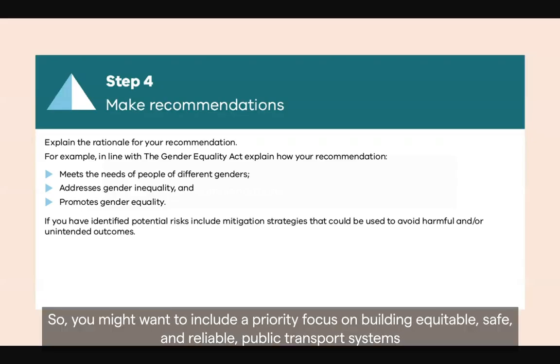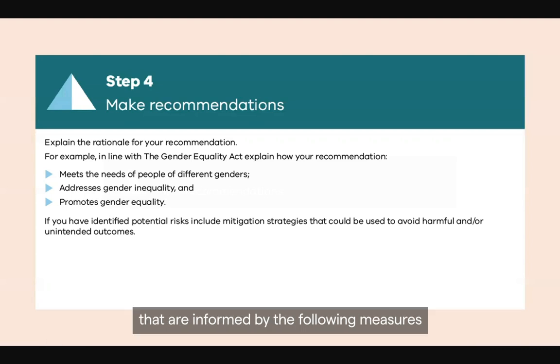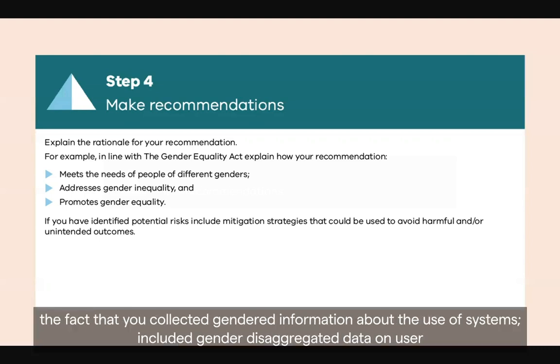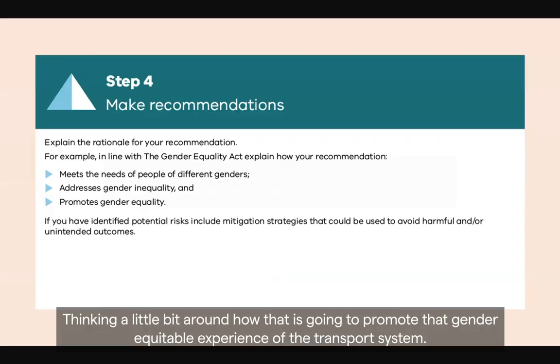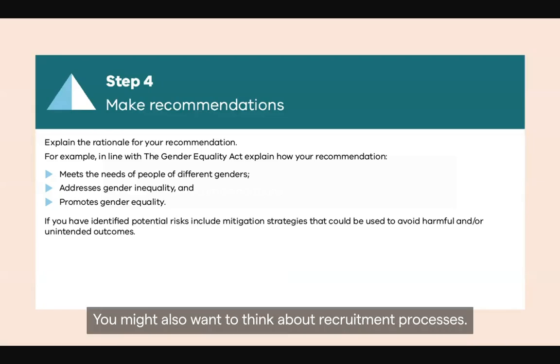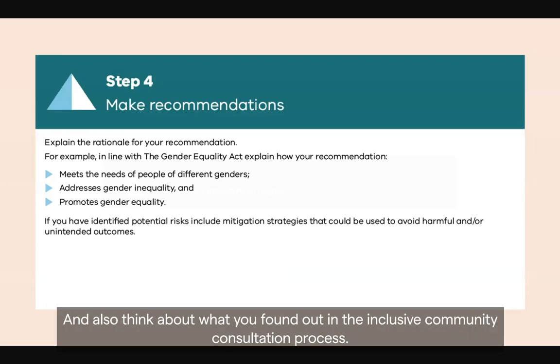So you might want to include a priority focus on building equitable, safe, and reliable public transport systems that are informed by the following measures. The fact that you collected gendered information about the use of systems, included gender disaggregated data on user experience, transit habits, and so forth. Thinking a little bit around how that is going to promote that gender equitable experience of the transport system. You might also want to think about recruitment processes and also think about what you found out in the inclusive community consultation process.